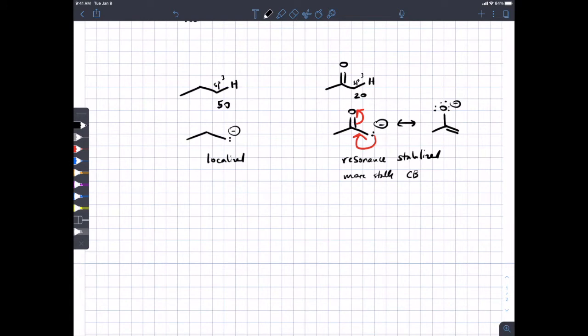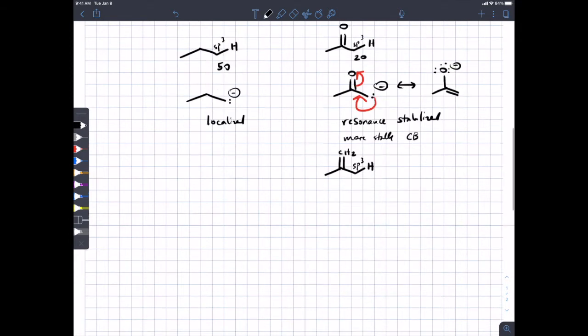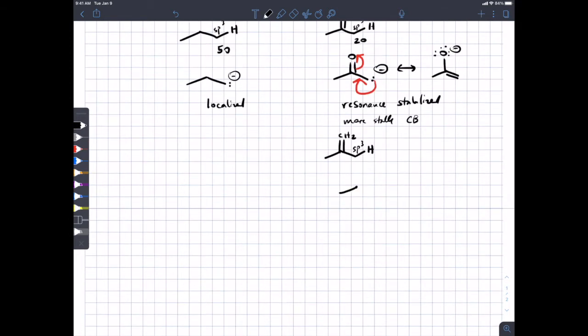What if I asked you to compare this situation with the ketone with an analogous one, only we have a CH2 here instead of an oxygen? We could draw the conjugate base, which would also be resonance stabilized, but the pKa of this proton is actually around 30 instead of 20. What's the difference?